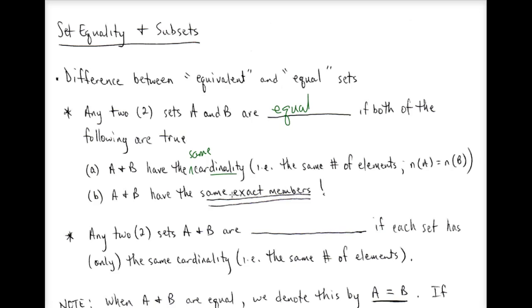Now, if any two sets A and B, they will be equivalent if each set has only the same cardinality, meaning that they just have the same amount of people in them.